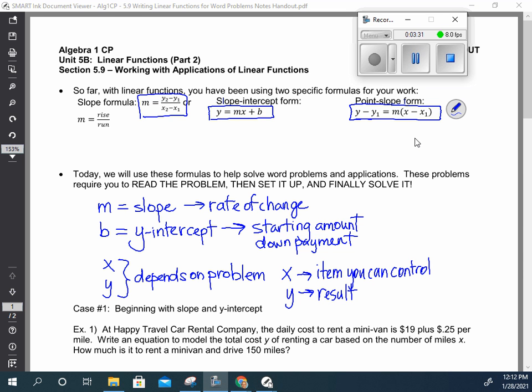So for example, you can control how many hours you work. You can control how many miles you drive. You can control how many words you can type. X is what you can control. Y is the result that happens based off of what X is. So if you have trouble trying to figure out what is X and what is Y, X is whatever you can control.